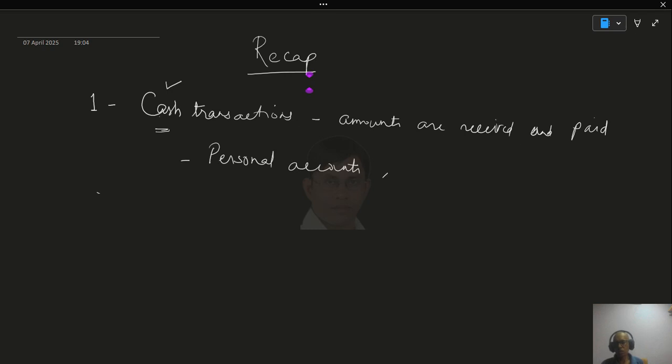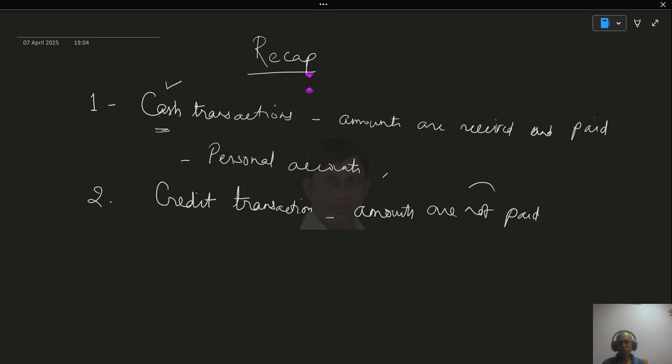In lesson number 2, we learned credit transactions. So what are credit transactions? Credit transactions are those where amounts are not paid, or not received. That is why it's called a credit transaction. The payment is not made instantly, or the amount is also not received instantly.